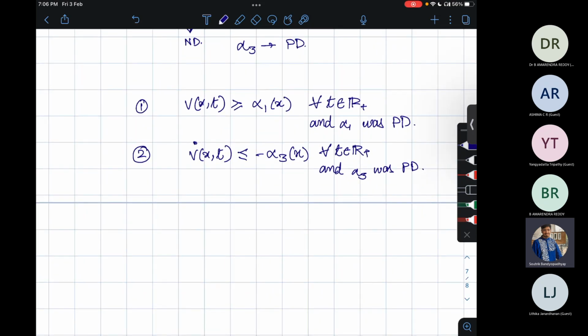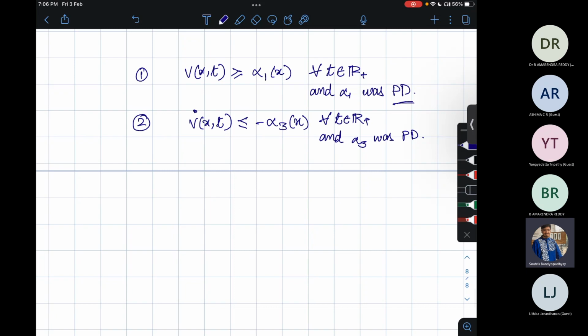In other words, the Lyapunov function is an energy-like function because it is positive definite, and as time progresses, the energy is decreasing because the derivative is negative. So the energy is decreasing and it is an energy-like function. So in other words, the origin or the equilibrium point is stable.